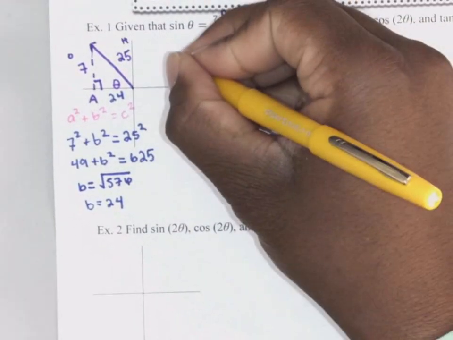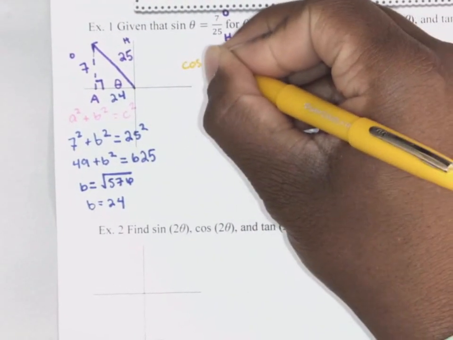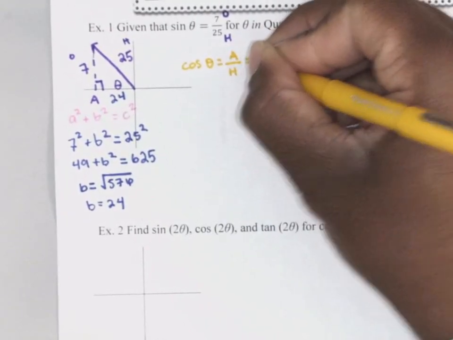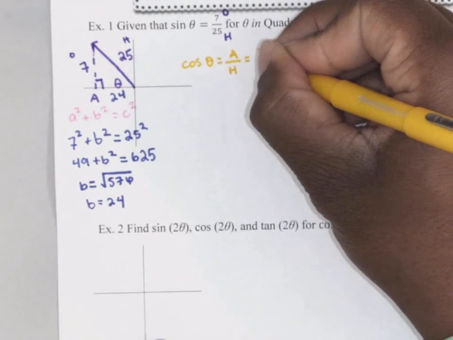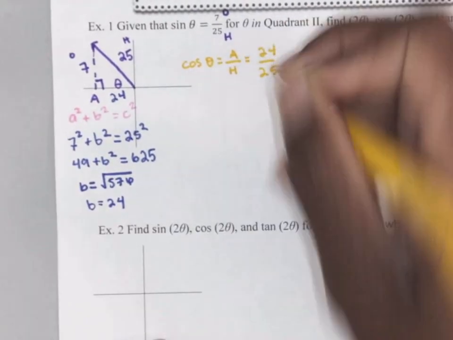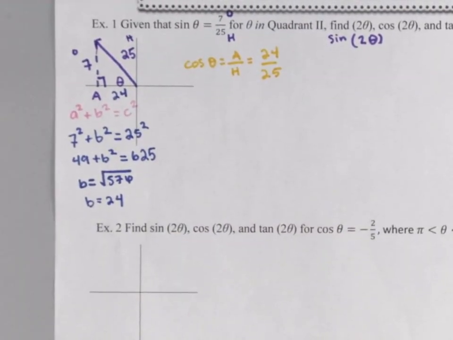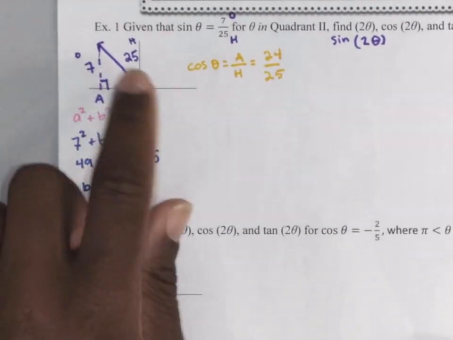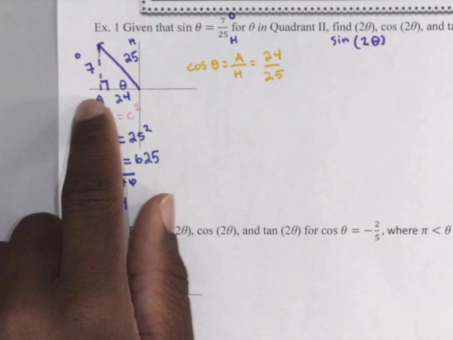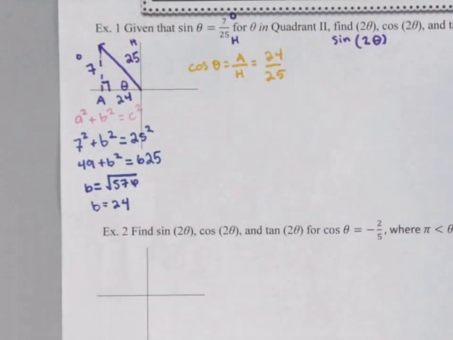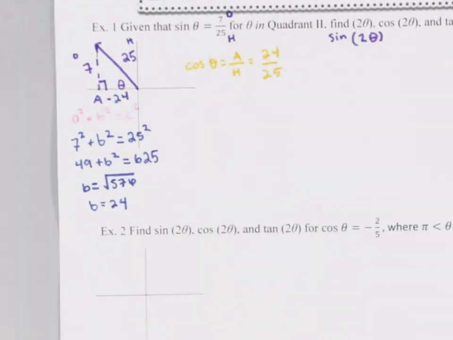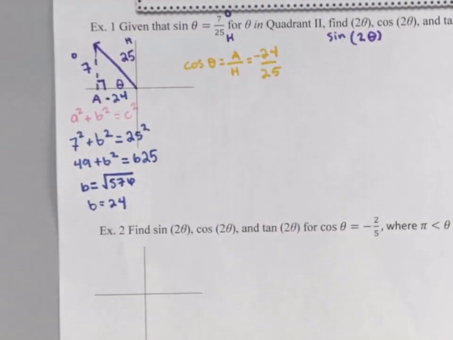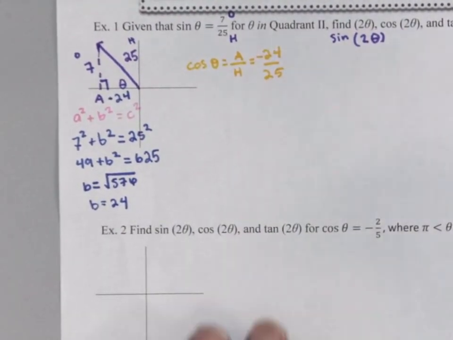So cosine is 24 over 25. Should this 24 be negative in the second quadrant? It should, because we go left 24, we go up 7. So this 24 should be negative. And cosine should be negative in the second quadrant. So I'm going to make that ratio negative.